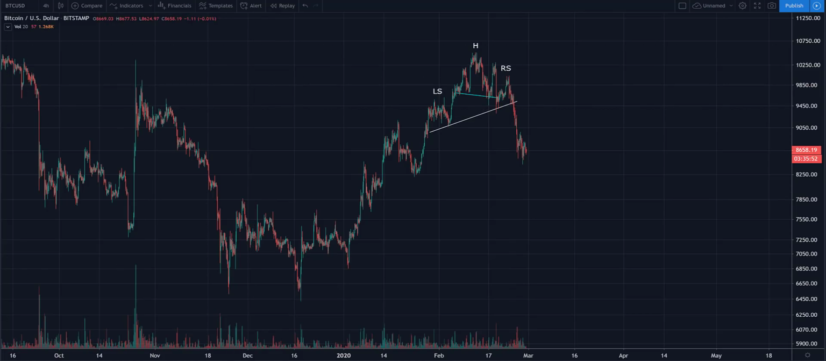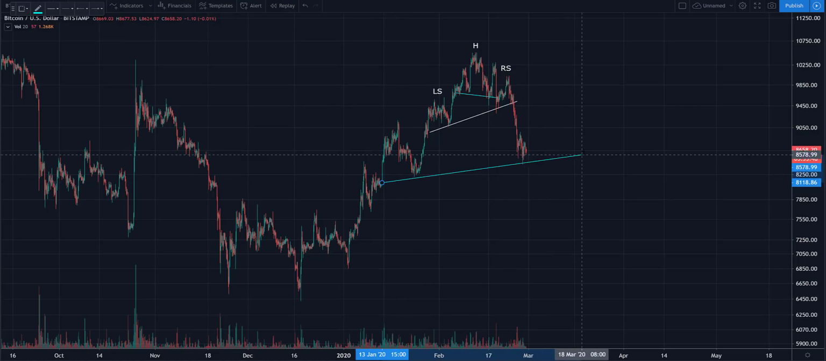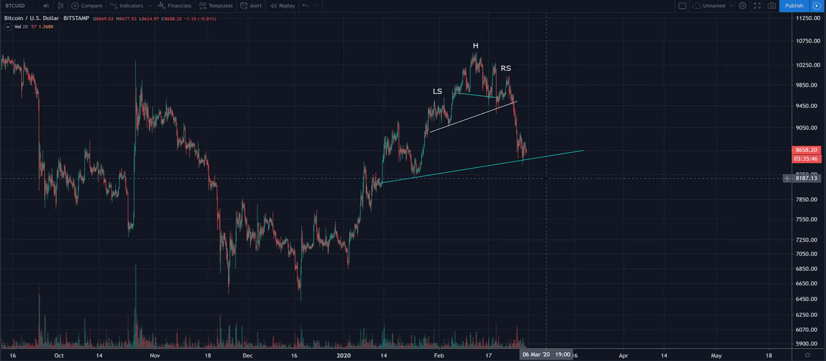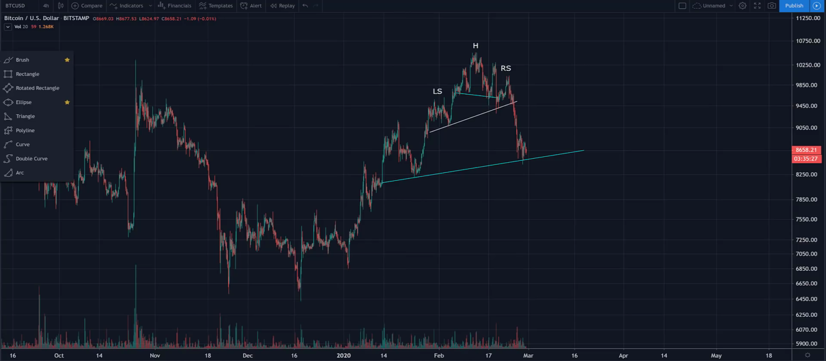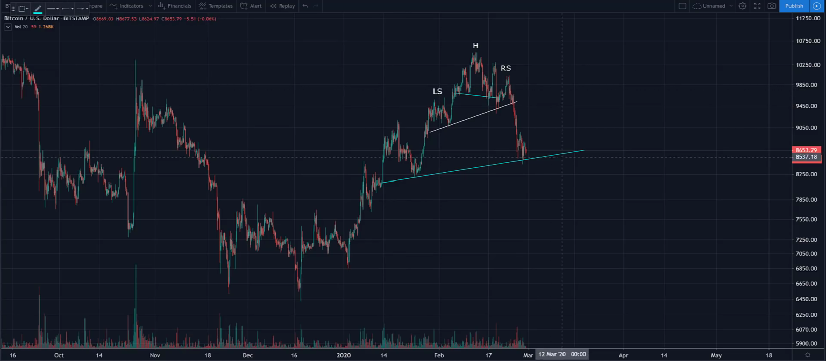Now, I'd like to also share with you the potential of a larger head and shoulders, like this, where we will get a pagoda effect. That is the building of small, larger, even larger head and shoulder patterns. Going like this.